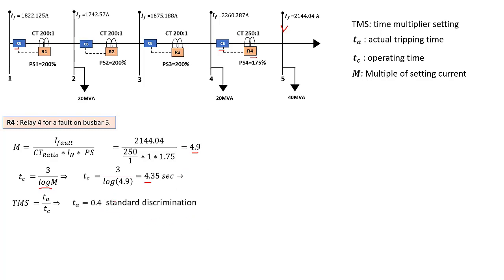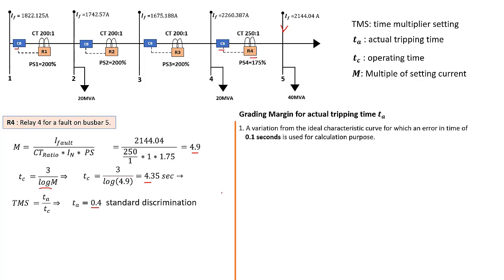TA is equal to 0.4 standard discriminations. Now this number here is based on 4 factors that determine the duration of operation, that is the actual tripping time. Those 4 factors are also known as the grading margin.